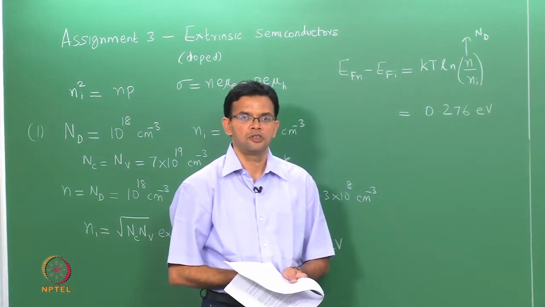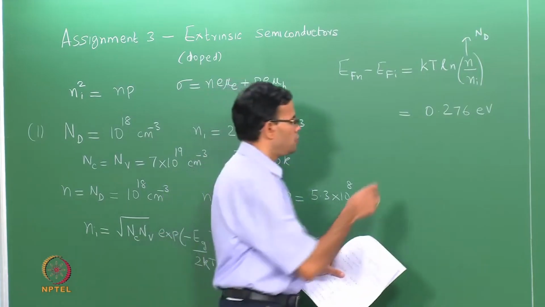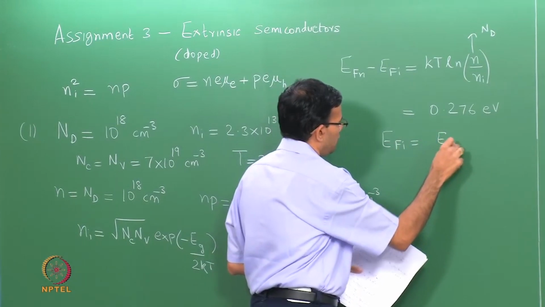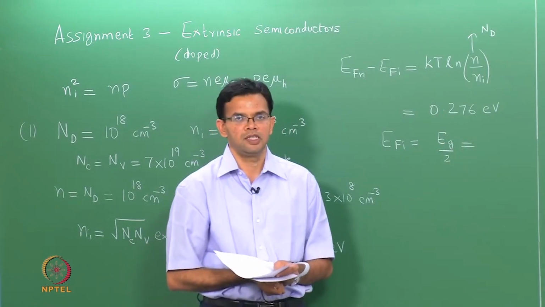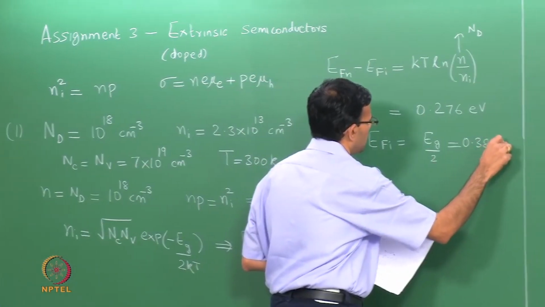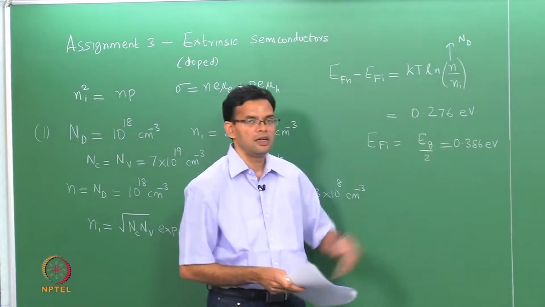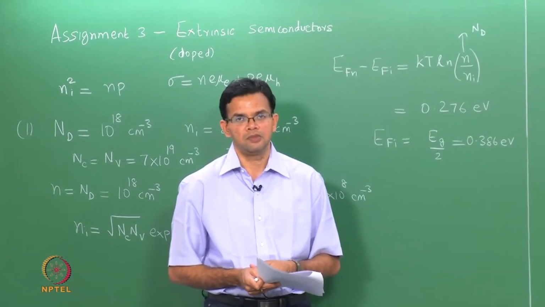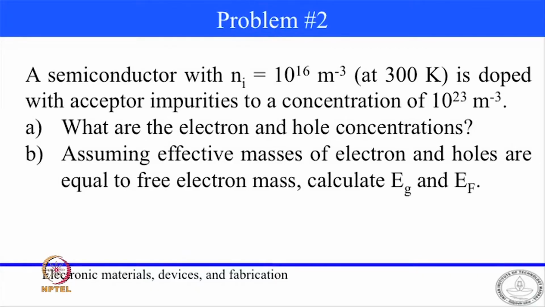0.276 electron volts. In this particular case, Nc is equal to Nv, so we can also calculate an absolute value for E_FI, which is nothing but Eg over 2. Eg is 0.772, so this is nothing but 0.386. We can substitute for the value of E_FI in here and get the position of the Fermi level with respect to the valence band as well. So, let us now move to question number 2.